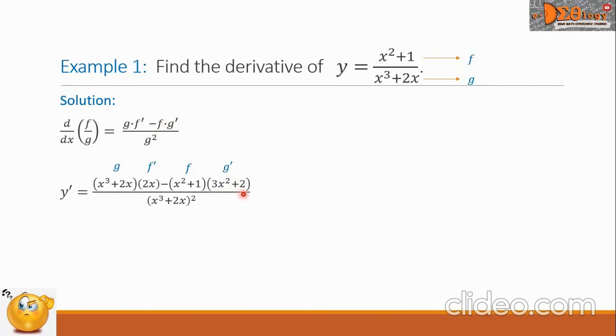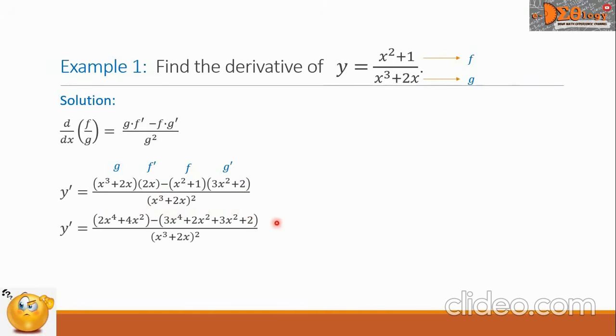Let us simplify the corresponding products of our numerator. So the first group will be 2x raised to 4 plus 4x squared. Then minus, the second product is 3x raised to 4 plus 2x squared plus 3x squared plus 2.